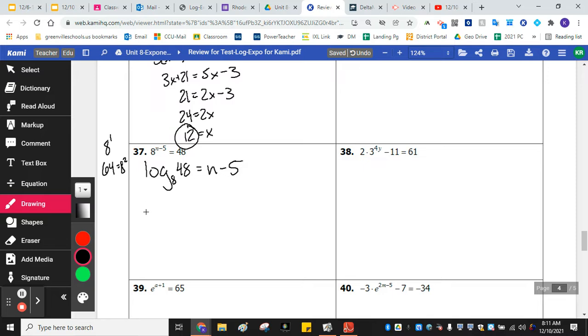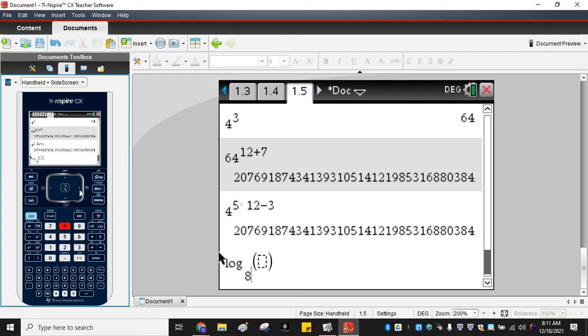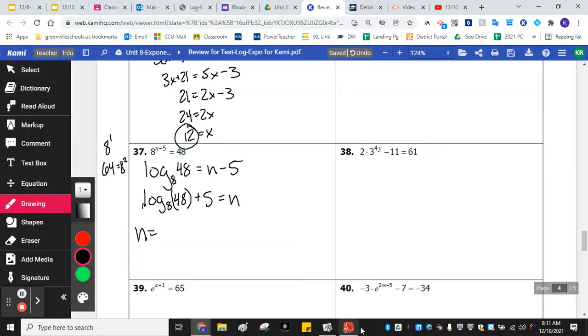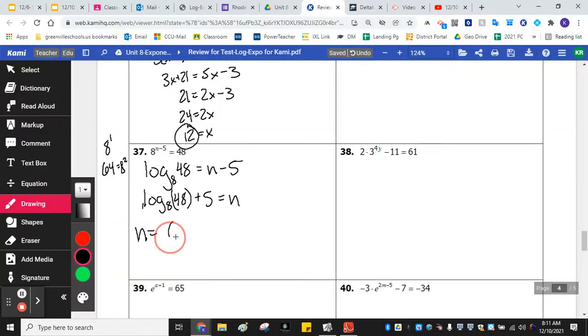So just get good with those conversions. You're going to use that on all this test. You're just taking the log of 48, and I'm going to have to add over 5. So n equals log base 8 of 48. Add over 5 or subtract over 5? Add over 5. And then write everything you see: 6.861605.